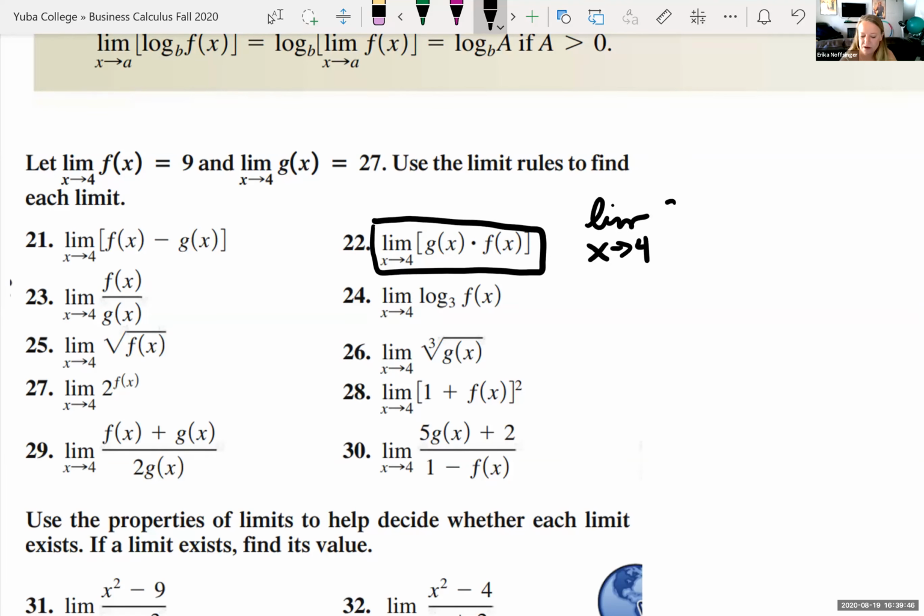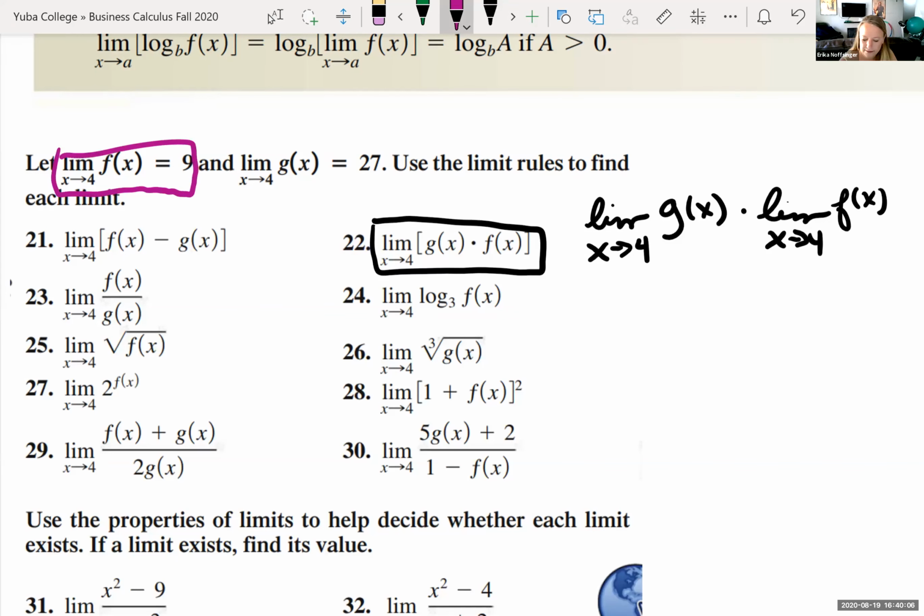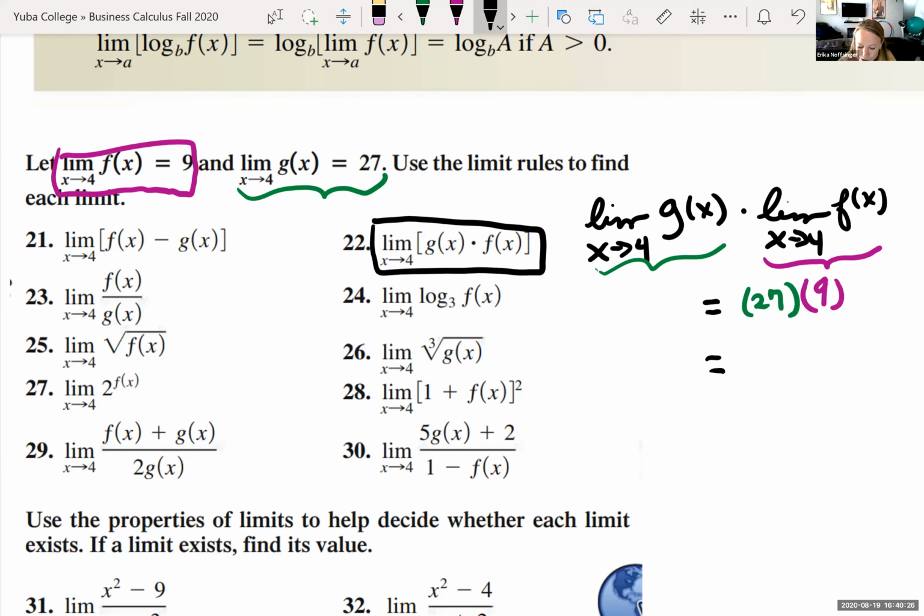So we could break this down by our rule that says this is the same thing as the limit as x approaches 4 of g of x times the limit as x approaches 4 of f of x. These actually gave us the limit as x approaches 4 of f of x. That was 9. And the limit as x approaches 4 of g of x, that was 27. So this is going to equal 27 times 9. Thank you, 243.